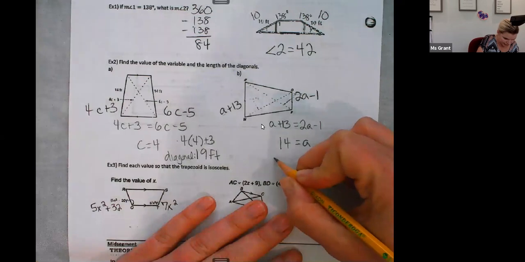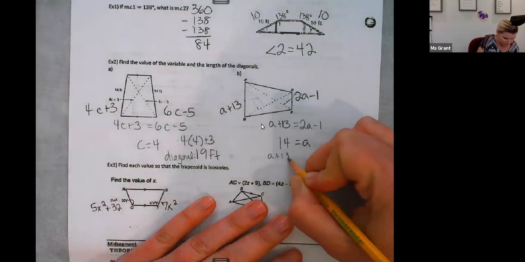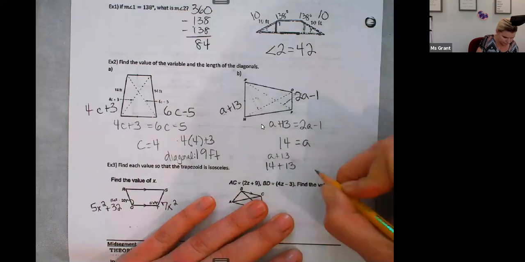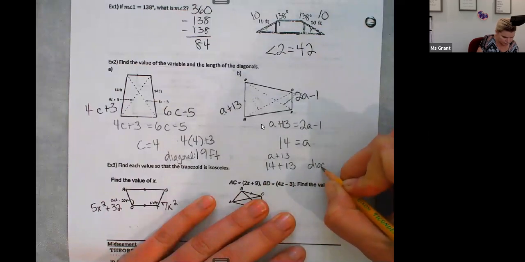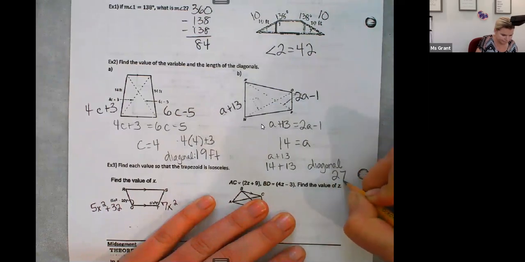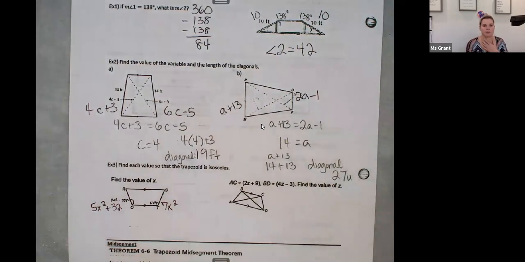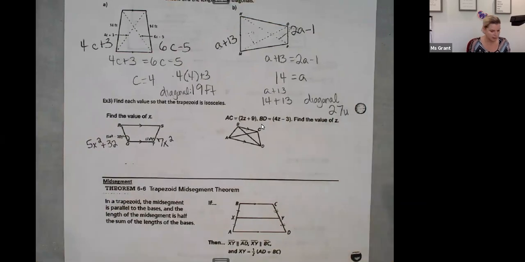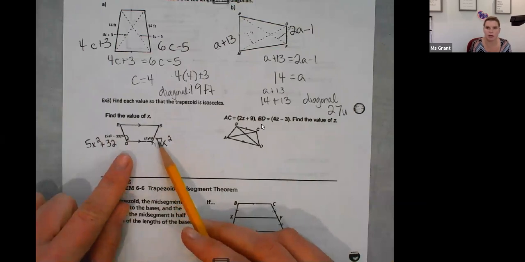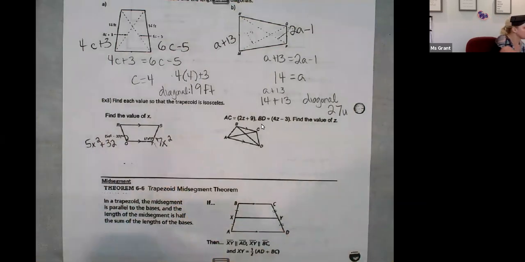Like A plus 13, 14 plus 13. Diagonals 27, I don't know, units. I don't know what the unit of measure is. Easy? Sure hope so. Number 3, find the value of x. Two base angles are congruent. If they're congruent, set them equal to each other.